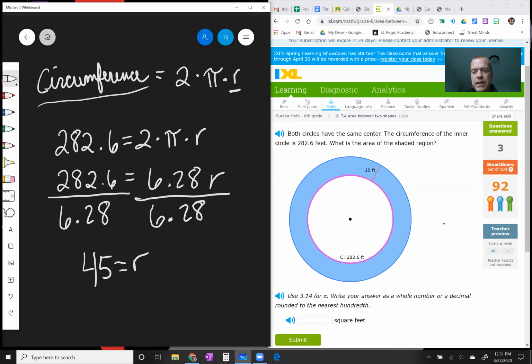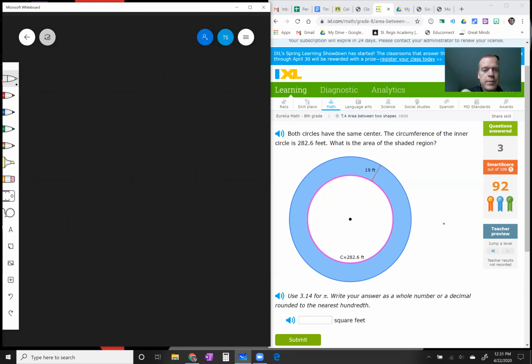All right, so we need to find out what the area of the shaded region is. Let's first find what the area of the inside region is. All right, so I'm going to erase this. So have this down. I'm going to write up here that my radius of the inside, so I don't forget, is 45.